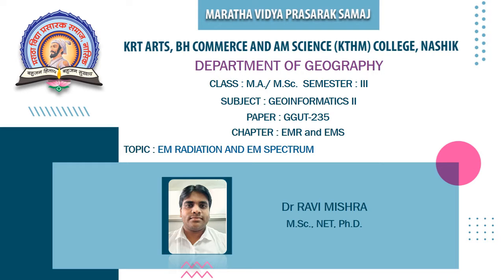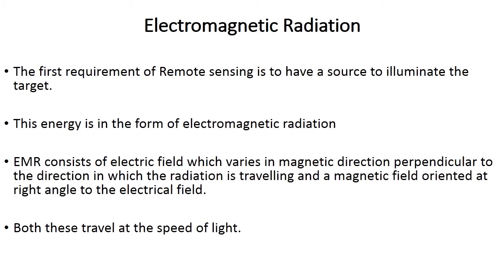Today we are going to begin with our second chapter, that is EMR and EMS. EMR, electromagnetic radiation, and EMS, electromagnetic spectrum. Electromagnetic radiation. As we have discussed before, the first requirement of remote sensing is to have a source to illuminate the target.